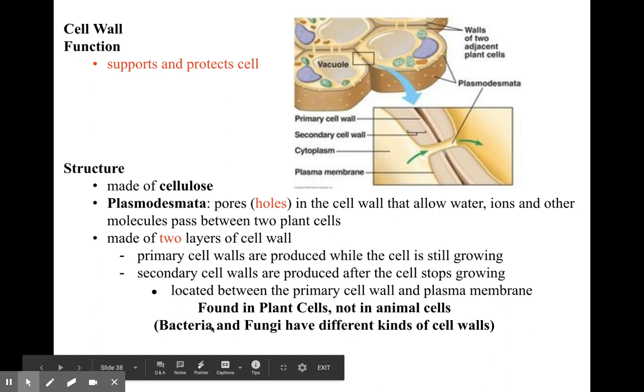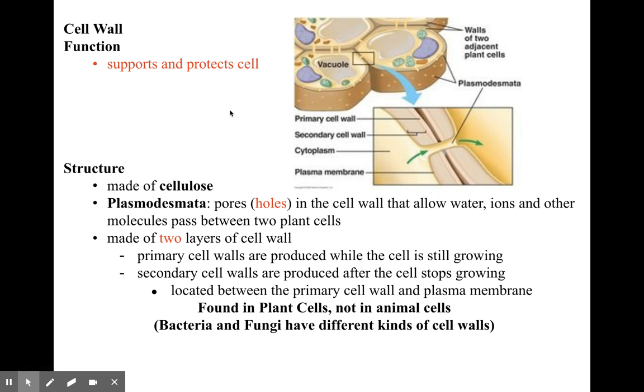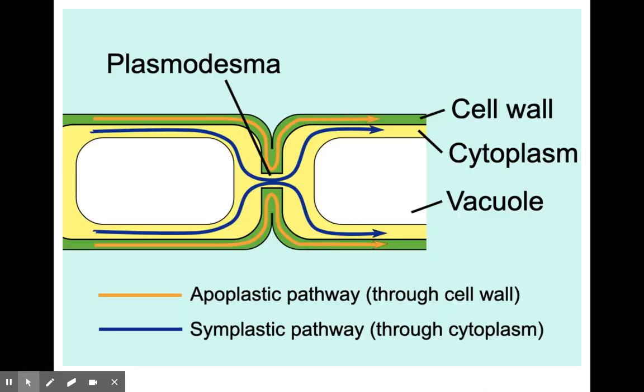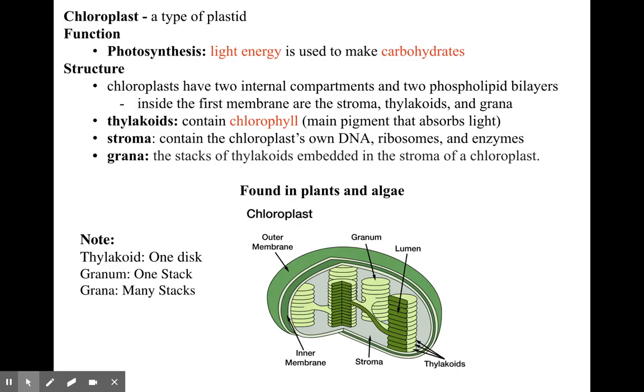Now, you might know that bacteria have a cell wall. Fungi also have a cell wall, but they're different kinds. It's not made out of cellulose. So this specifically, cellulose cell wall, is part of the plant. All right, so again, I'm just showing you that plasmodesmata, and it just allows things to transport around, so like the cytoplasm here. And you can see some things can be transported through the cell wall. This is a little bit higher level, nothing we really have to know.